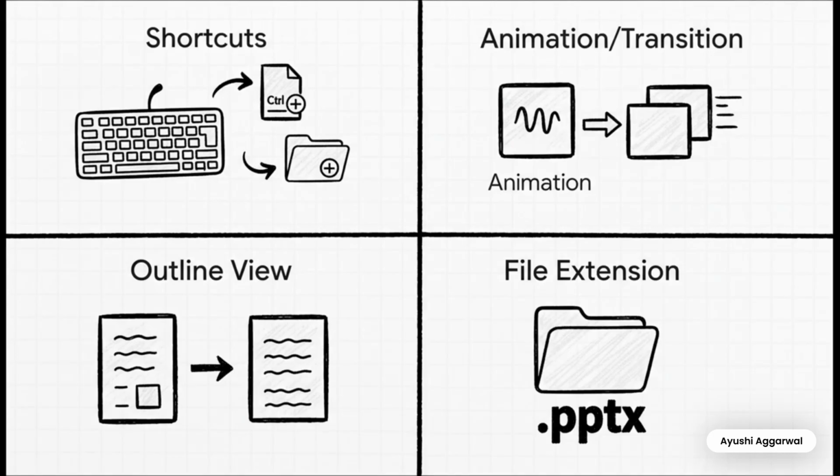All right, so let's quickly revise everything from this session on one single slide. These are the 4 most important takeaways. First, remember, M for more slides, N for new presentation. Second, animation is for objects, transition is for slides. Third, outline view means only text. And fourth, the new file extension is .pptx, where that X stands for XML.